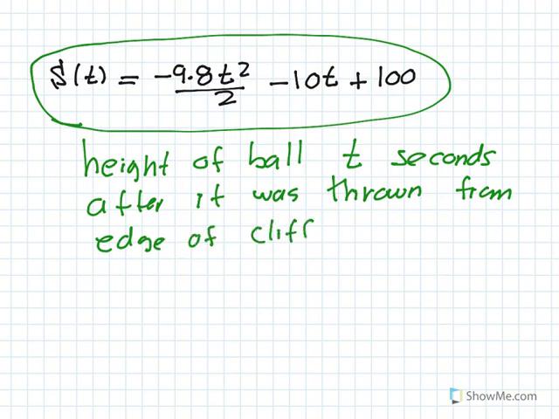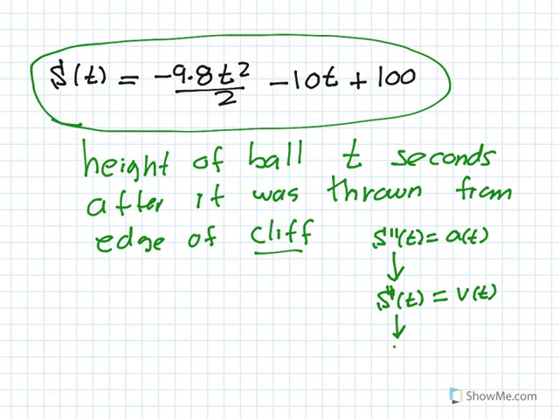So the big picture in this video is that we started with s double prime of t, which was acceleration. We integrated s double prime to get s prime of t, and that's the velocity function. Then we integrated s prime of t and got the height function s of t, and that was the whole idea of this video.